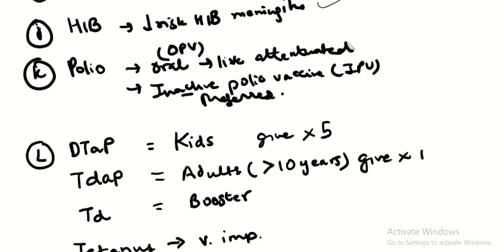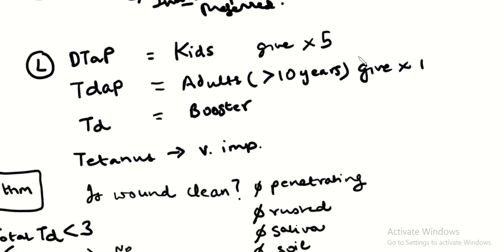We don't want it. Polio, there's oral polio. It was live attenuated. It's fallen out of favor. So again, we give the inactive polio vaccine, which is IPV, and that's the one that's preferred. So that's polio.